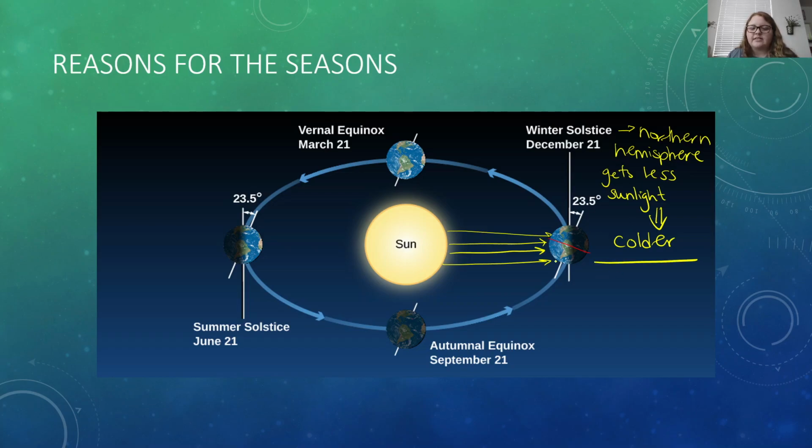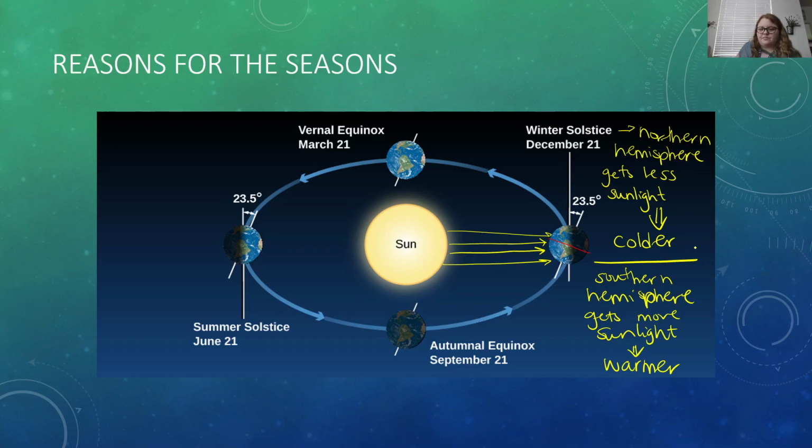But if we're looking at the southern hemisphere, the southern hemisphere gets more sunlight, so it's warmer. So their winters are warm. So that's the difference between the northern hemisphere and southern hemisphere at that time of year.